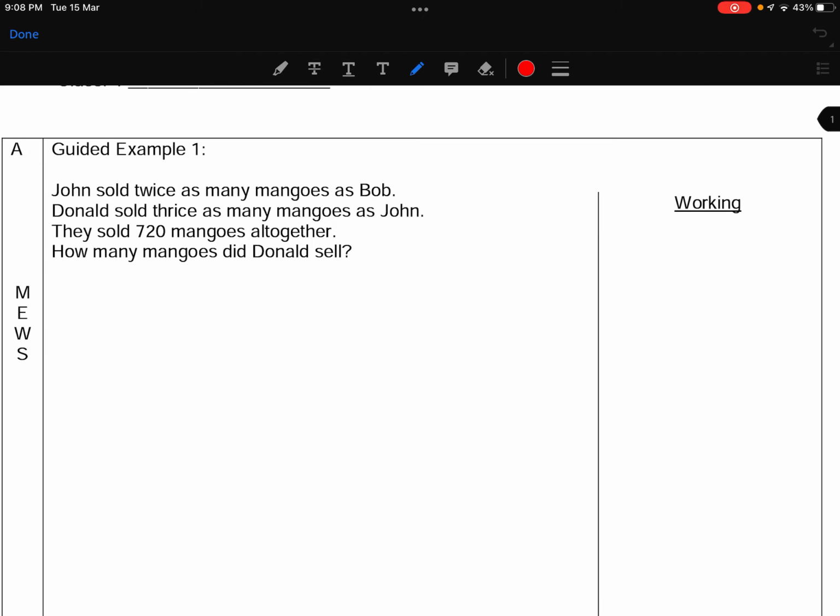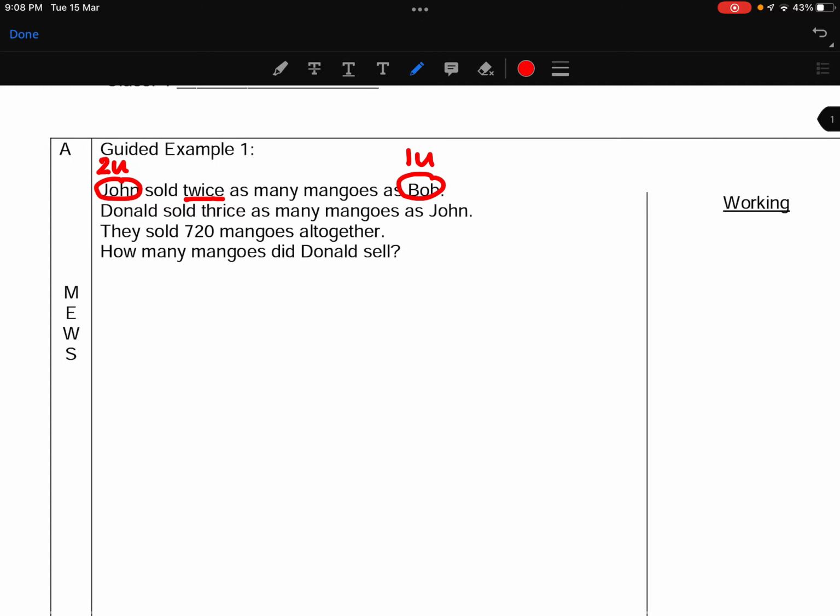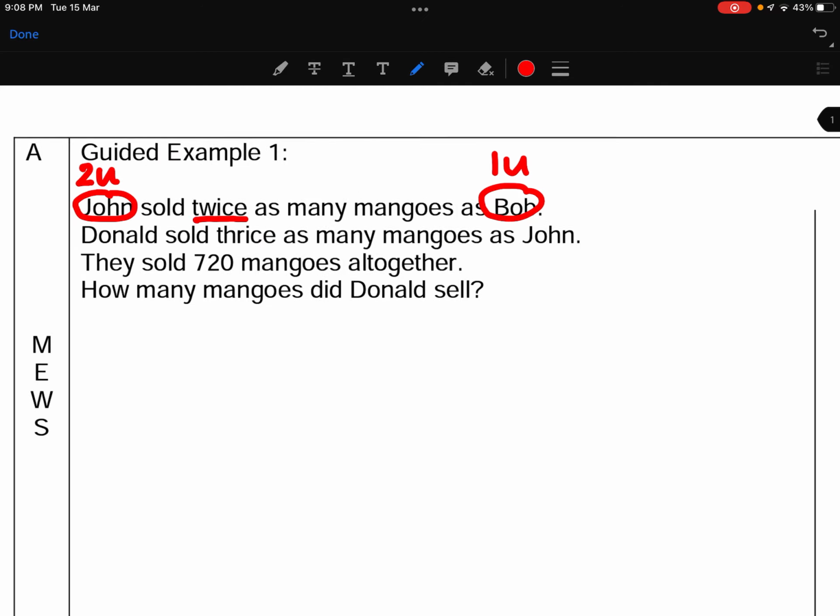John sold twice as many mangoes as Bob. So we have already started using unitary method. First I will need to underline this twice. When I'm comparing John and Bob, I know that John has twice. So if I have 1 unit for Bob, John will have 2 units. I'm just going to zoom in here so that you can see clearly.